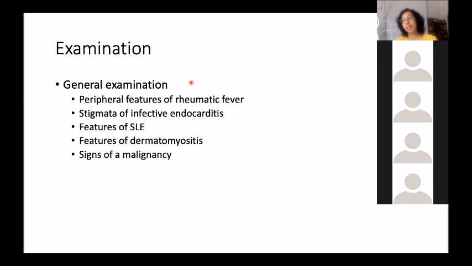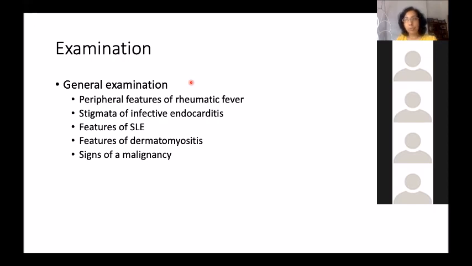If there was a migratory type of arthritis, you may consider more in favor of rheumatic fever. But if she had recent hair loss or oral ulcers, you may consider more in favor of systemic lupus erythematosus. And so likewise, when you start examining this child, you will have a narrowed down differential diagnosis, right? So the general examination is extremely important in this child because there are so many clinical features that you can elicit in favor of your possible diagnosis, right?